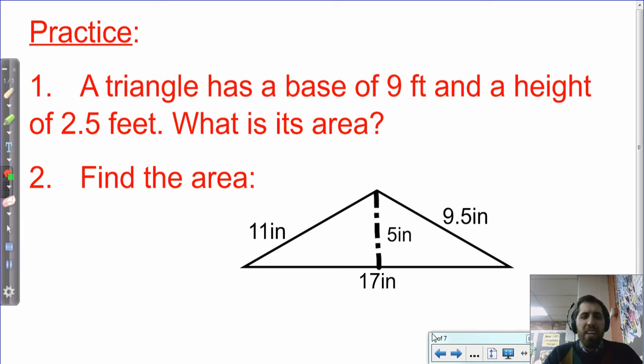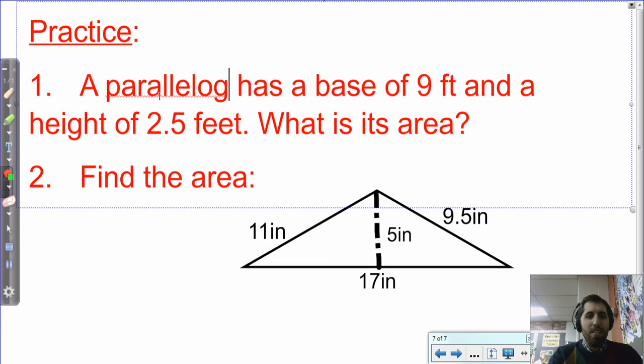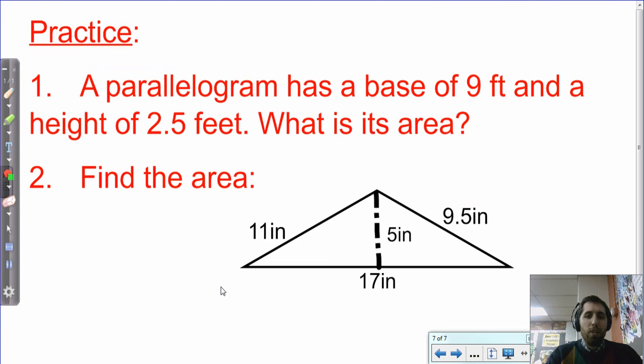A triangle has a base of 9 feet and a height of 2.5 feet. What is its area? And number 2 says, what is the area of that triangle? Let's make this first one a parallelogram, since I don't want you to do two triangle questions. So hopefully everyone got that, and best of luck.